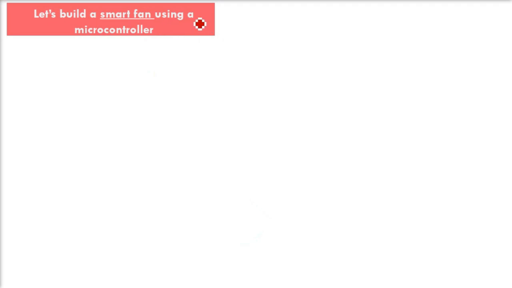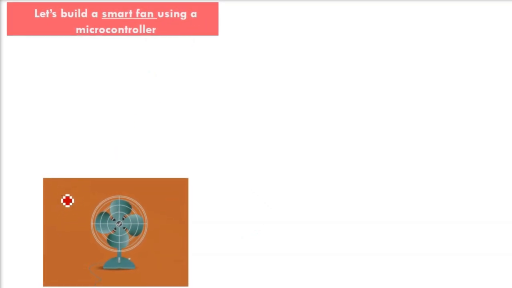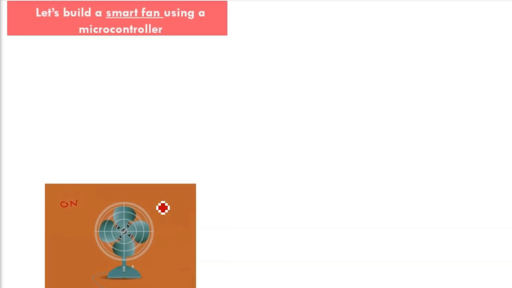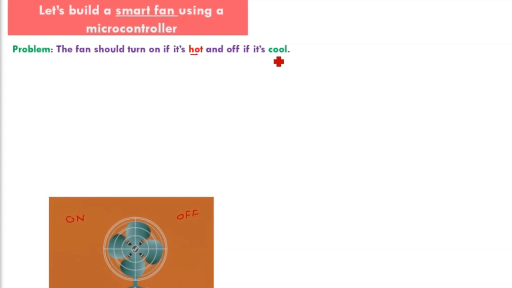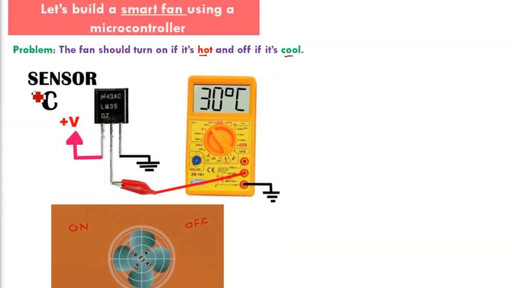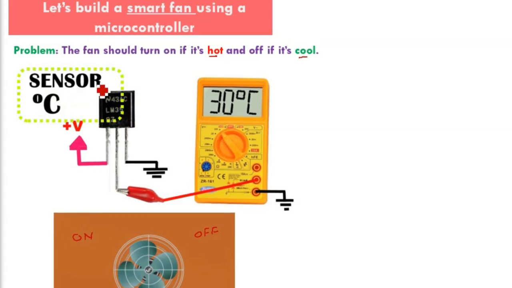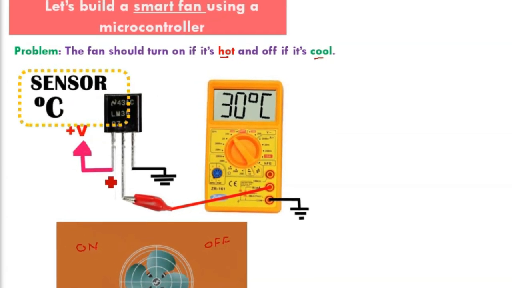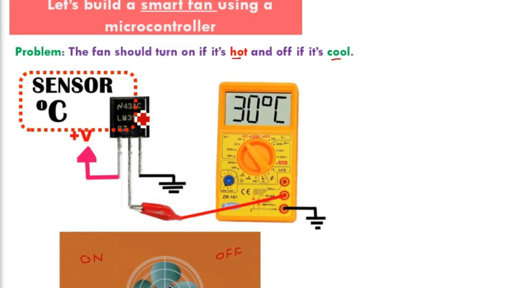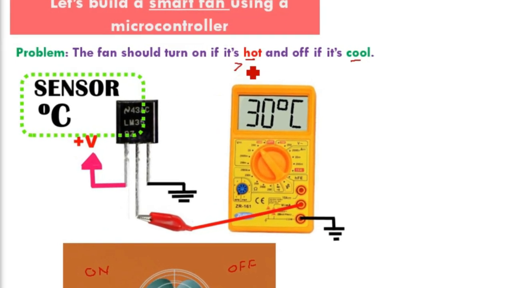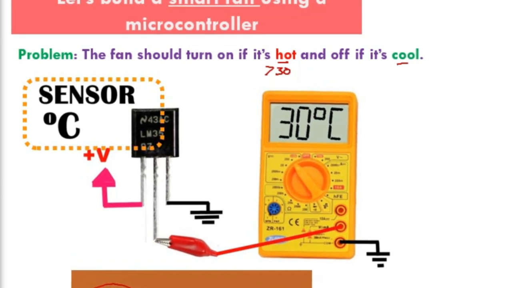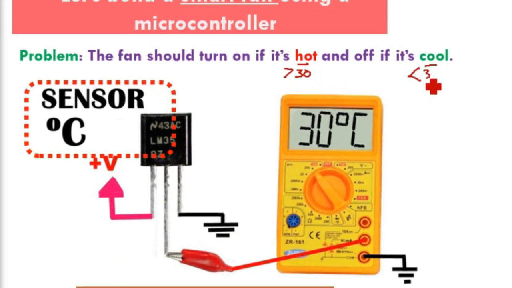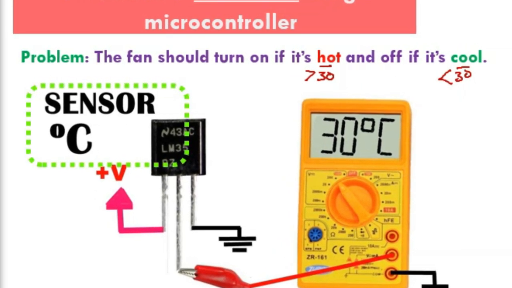So let's build a smart fan using a microcontroller. The fan should turn on if it's hot and off if it's cool. So how will it work? A temperature sensor measures the room temperature. The microcontroller reads the sensor data. If the temperature is above 30 degrees centigrade, it turns the fan on. If it's below 30 degrees centigrade, it turns the fan off.